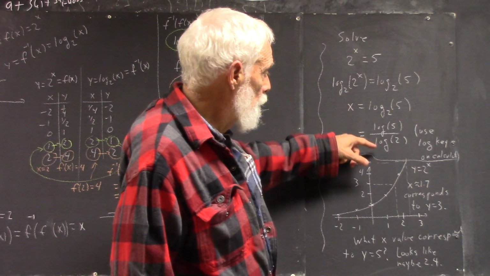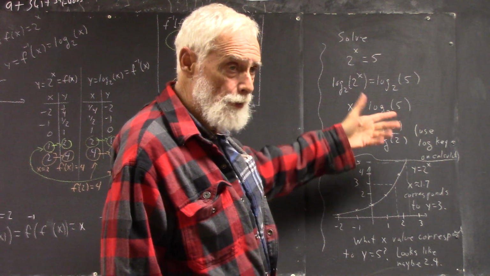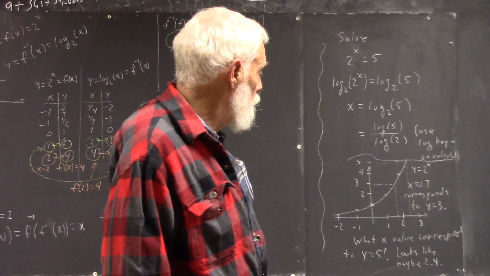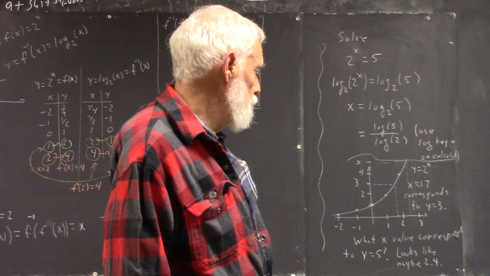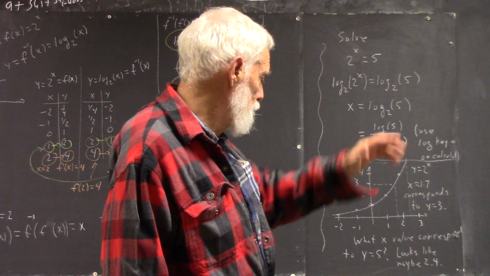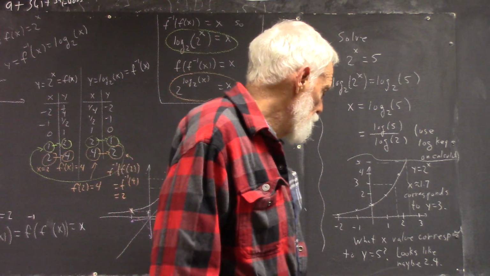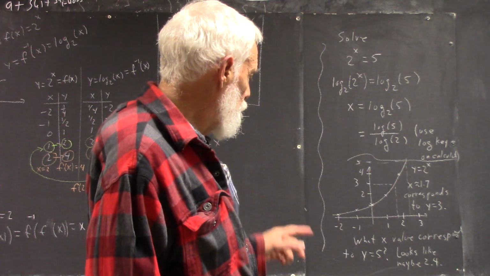Now, if you do log 5 over log 2, you're going to get something, I think, closer to 2.2, maybe as much as 2.3, but I think certainly no more than that, just looking at points on the graph.